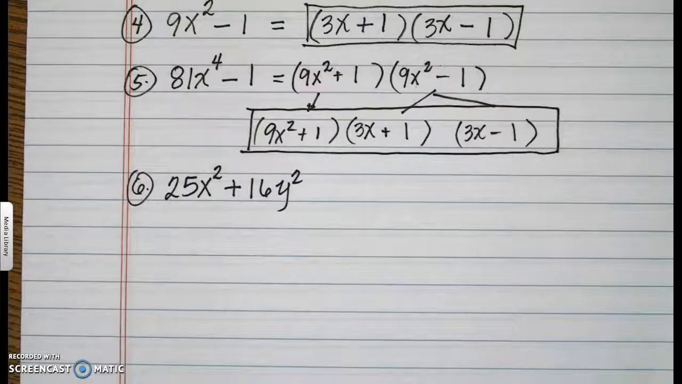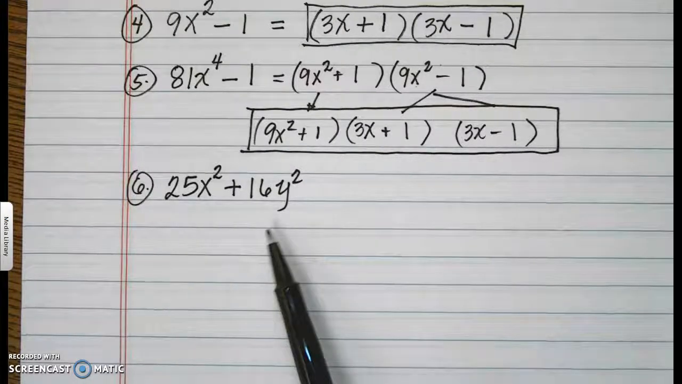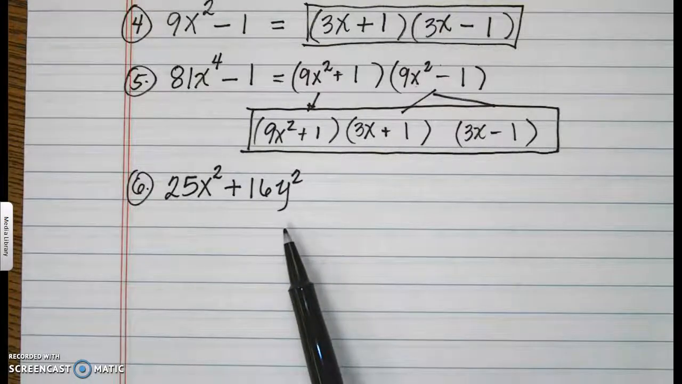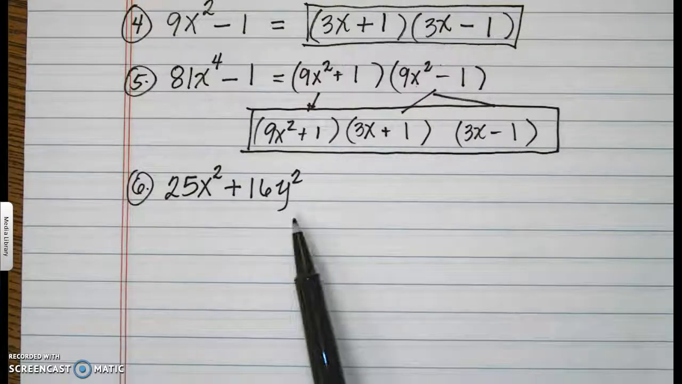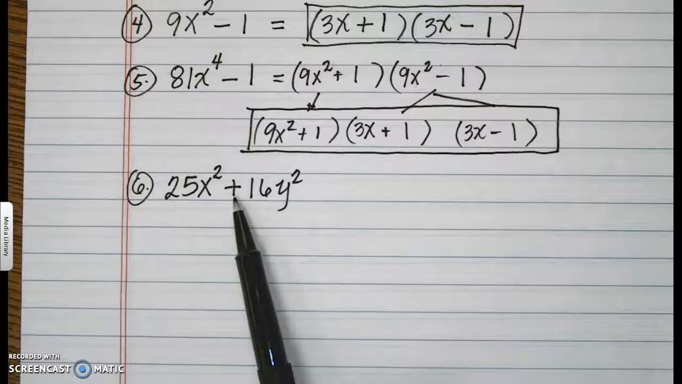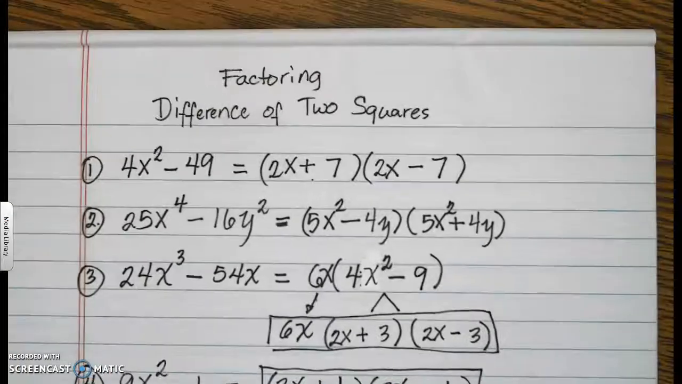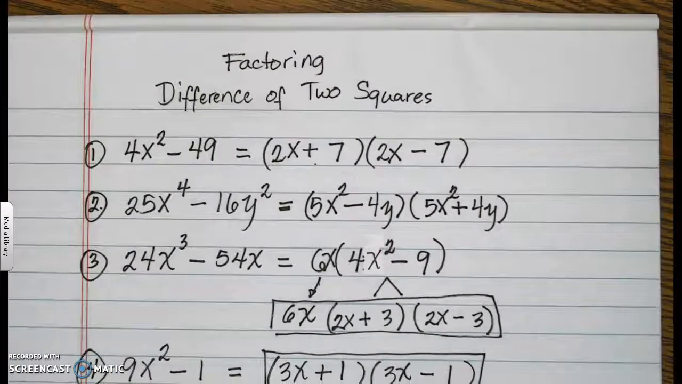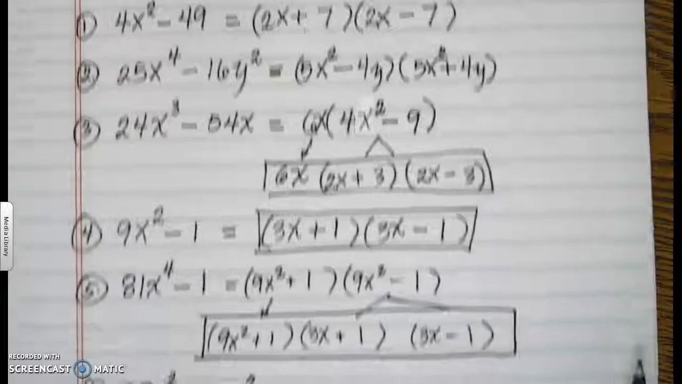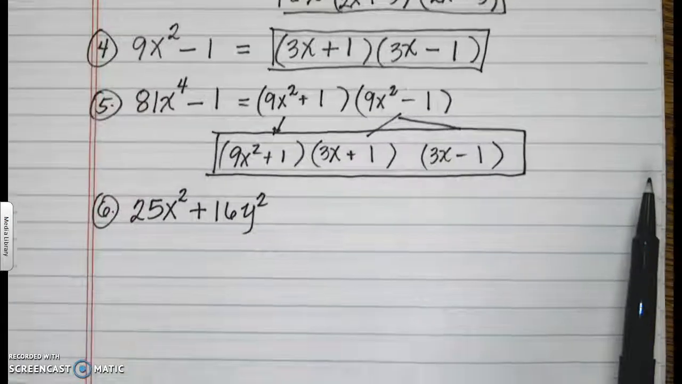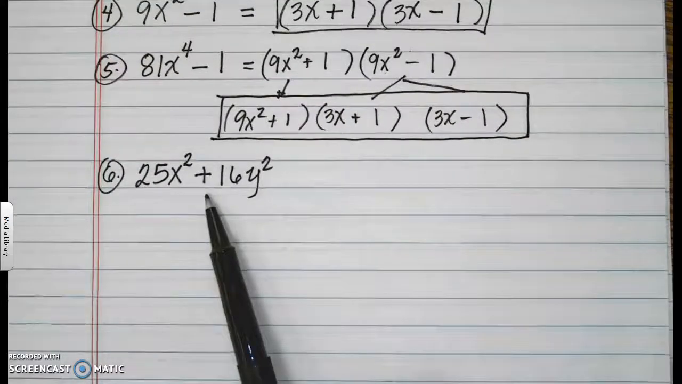My sixth example is 25x squared plus 16y squared. Well, first of all, I intentionally gave this because there was a question that was raised a while ago, which was, what happens if it's a plus? Well, if it's a plus, as you can see in the title, it says factoring difference of two squares. Guys, difference. This cannot work if it is an addition right here.